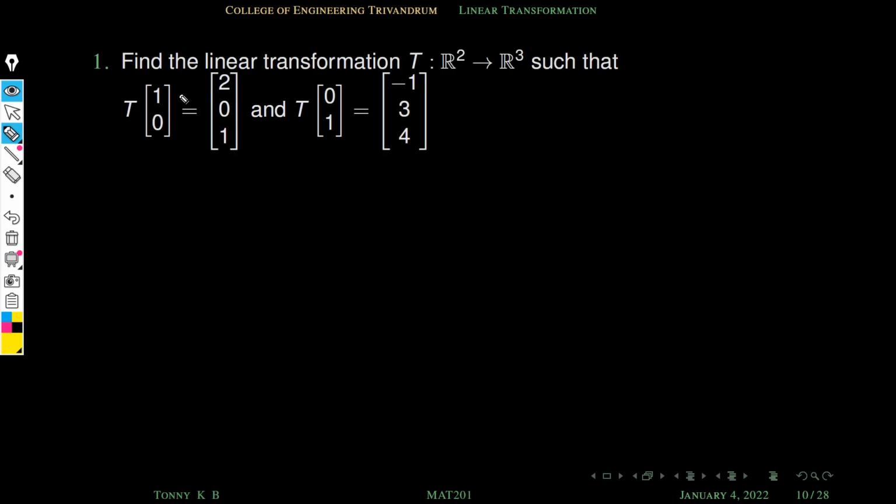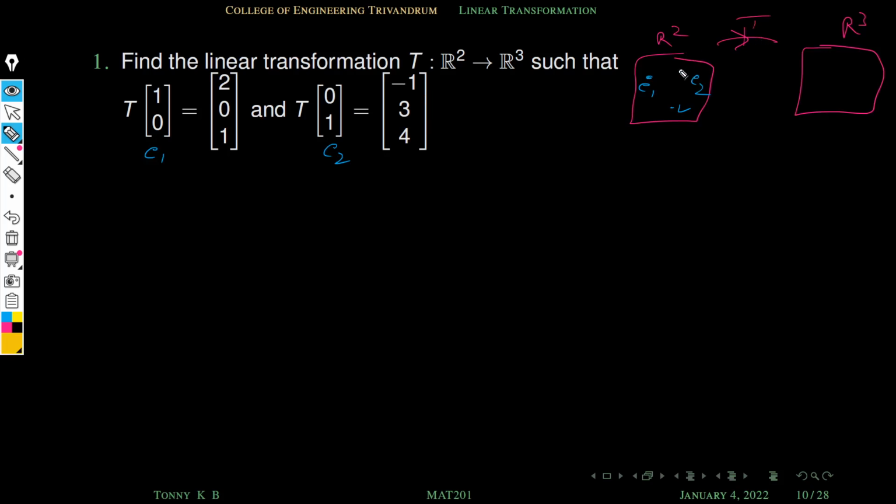Consider this problem. Find the linear transformation T from R square to R cube such that T of (1,0) is given, that is (2,0,1), and T of (0,1) is also given, (-1,3,4). Here our T is a transformation from R square to R cube, and the images of these two elements, let them be e1 and e2, are given. And we know that this collection e1, e2 is a basis, right? We have seen this is a basis.